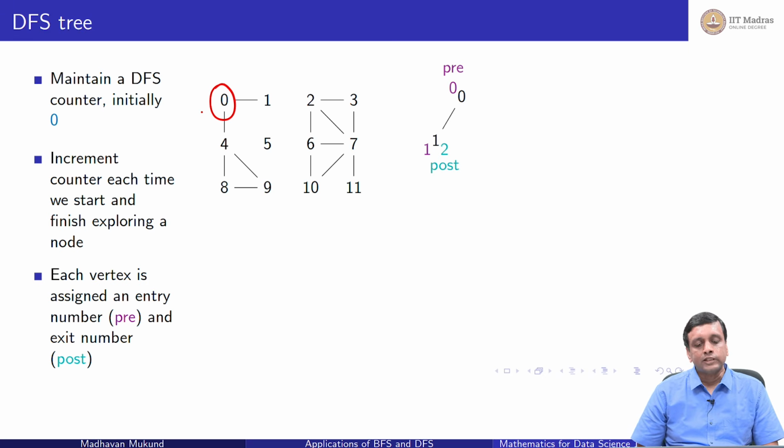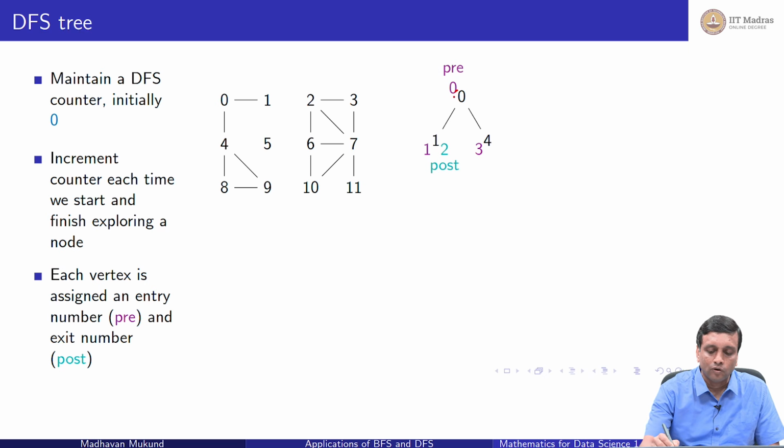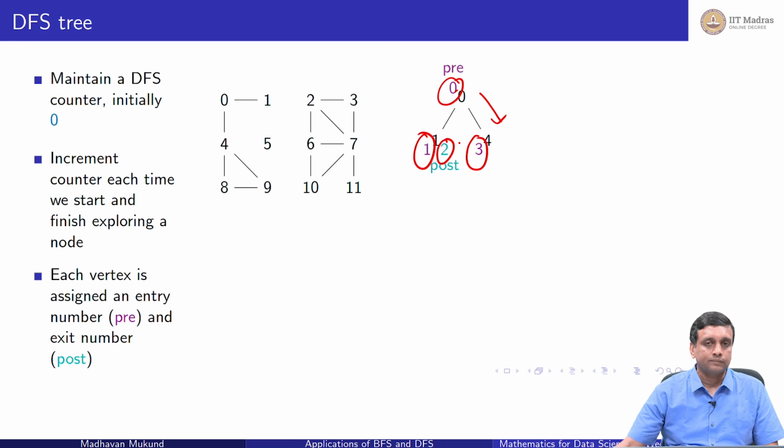So 0 is not finished because 0 has another neighbor which is unexplored, which is 4. So I will increment the counter and enter vertex 4 with the pre number 3, right? So notice that this number is increasing: 0, then 0 plus 1 is 1, then 1 plus 1 is 2, then I went back, but I didn't leave 0, I am still processing 0. So I will assign a post number to 0 only when I have finished all the neighbors of 0. In this case, I am not finished, I have gone down another path. So 0, 1, 2, and now I assign the pre number 3 to this vertex, right?